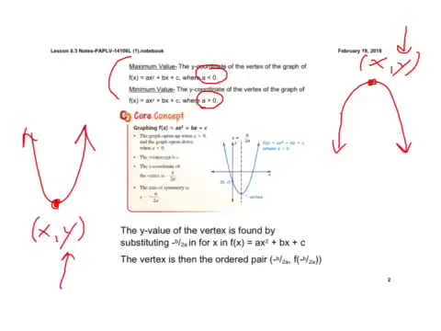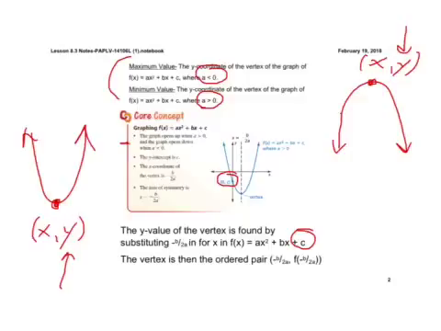Now, if we take a look at the core concept here for graphing f of x equals ax squared plus bx plus c, again, this first bullet just talks about that if a is greater than 0, the graph will open up, and if a is less than 0, the graph will open down. Also, a point that can help us graph is the y-intercept. Now remember, the y-intercept is where the graph crosses the y-axis. And in this case, the value of c in the quadratic function is always your y-intercept right there.